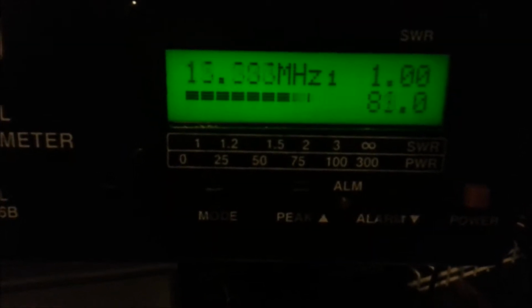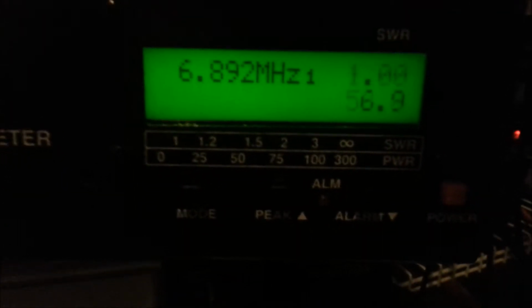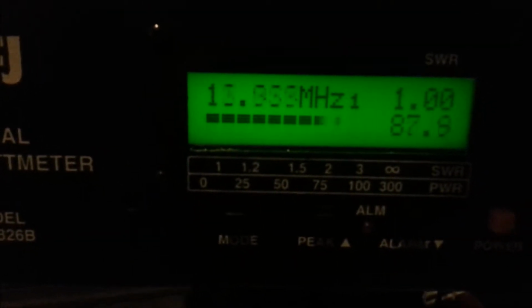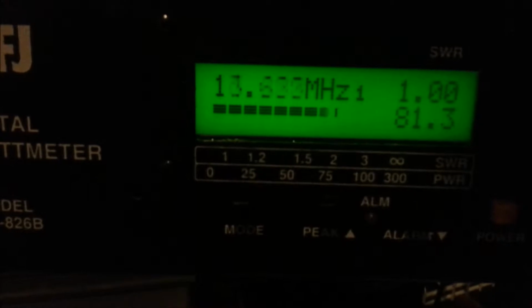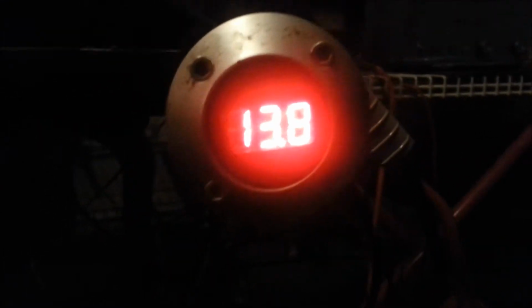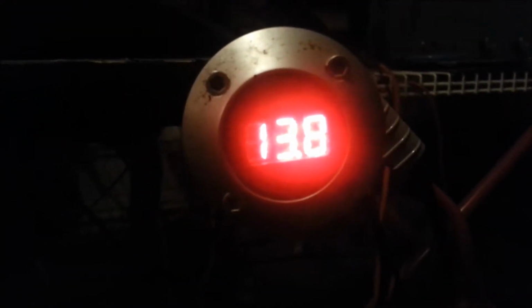Hello, test audio. Hello, test audio. About 85-86 watts on low. By the way, we're running on pretty much normal voltage, like the fella probably running his mobile, 13.8 volts.